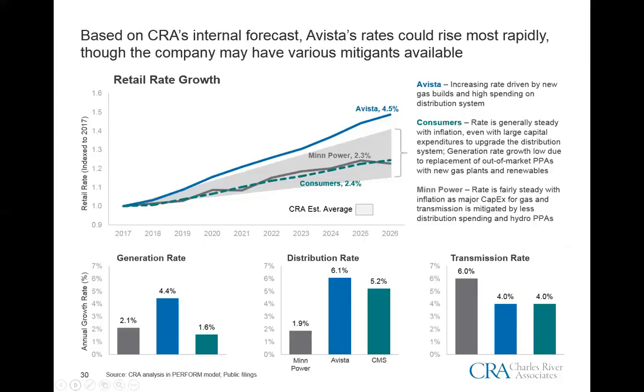Consumers is an interesting story where they have significant investment in the distribution system and quite significant investment in the generation system as well. If you recall, we had about 2,000 megawatts of gas expected to be built or brought into the system through asset acquisitions, as well as several hundred megawatts of new renewables. Yet with all that investment, we're forecasting their generation rate to only increase by about 1.5% per year.